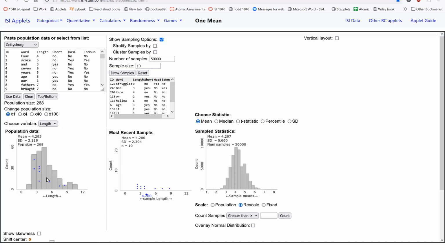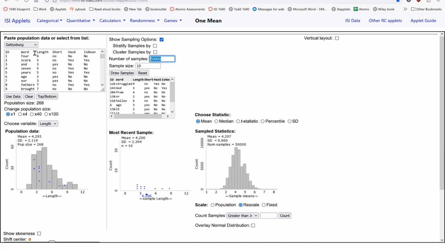So you'll notice that my population now has these little blue dots. It's saying these are the actual observations that we sampled, those little blue dots. This plot right here is your most recent sample. These little blue dots are the actual values that were in your sample. And this little triangle says your sample average for that sample is 4.2.